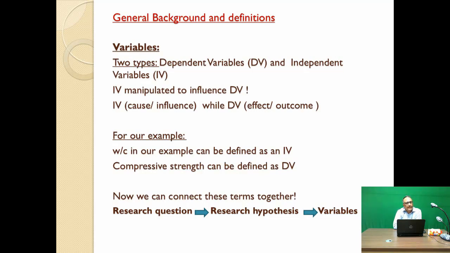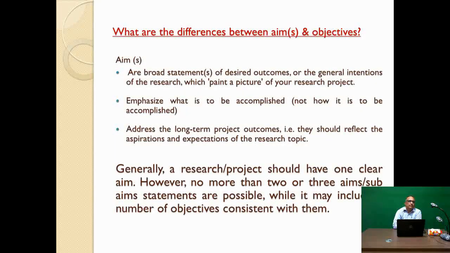For our previous example, water cement ratio can be defined as the independent variable, and the resultant compressive strength can be defined as the dependent variable. Now we can connect these terms together: research question, research hypothesis, and variables, to formulate our research. We can now differentiate between these terms.